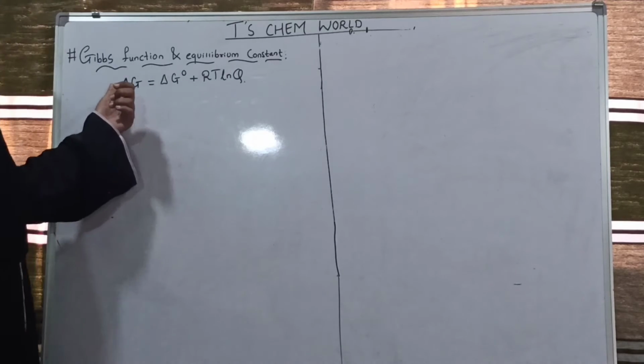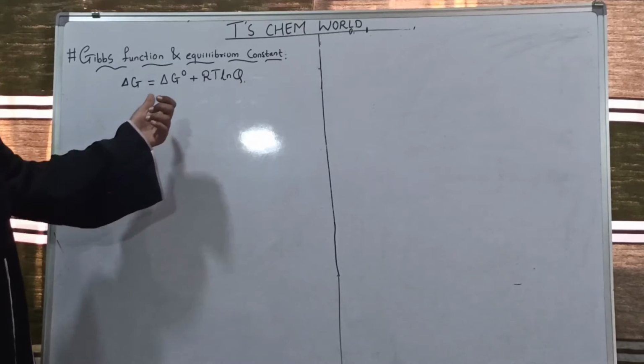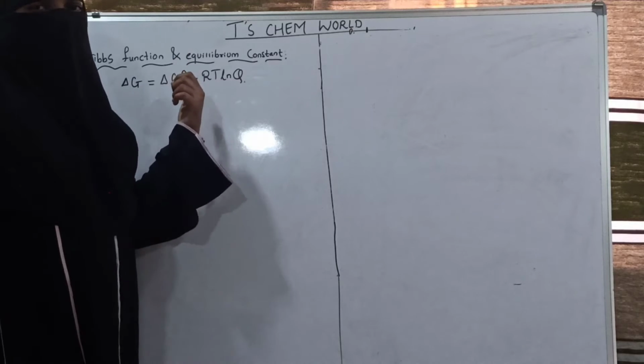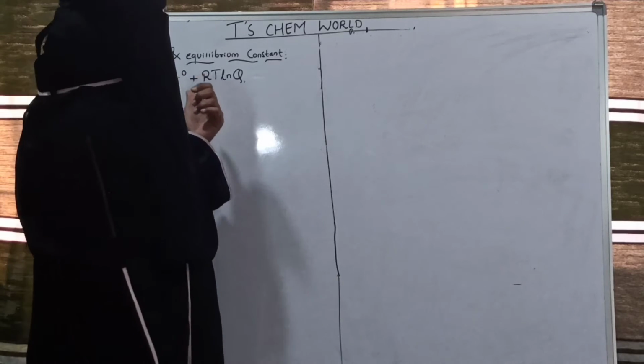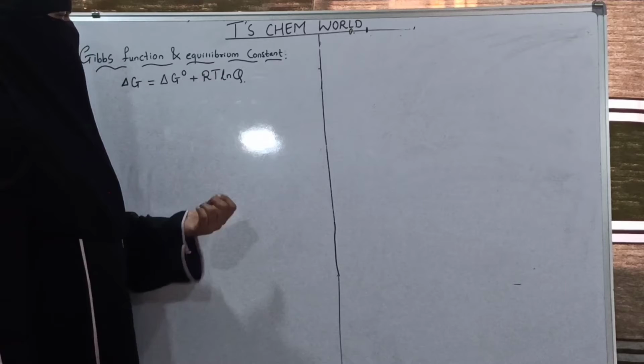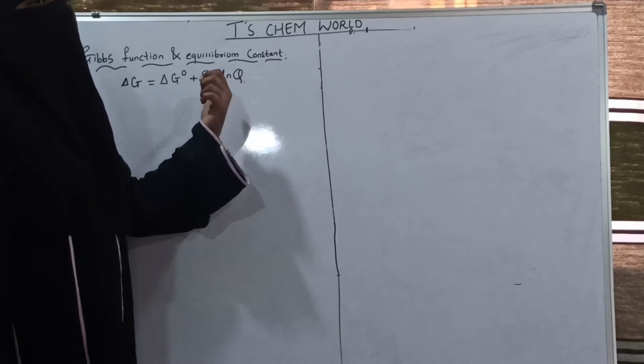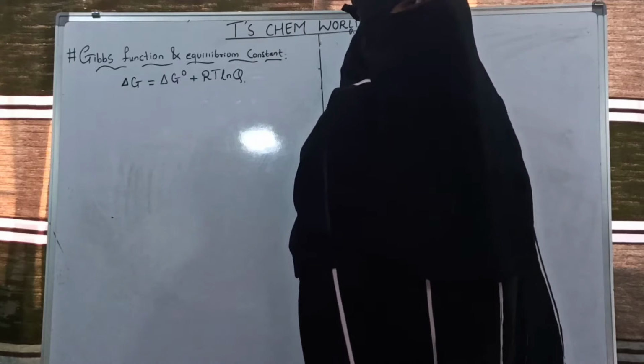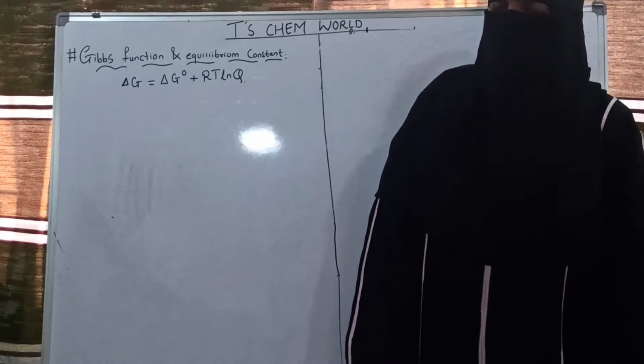Here delta G is nothing but the change in free energy. Delta G0 is the standard free energy change. R is the gas constant, T is the temperature, and Q is the quotient for the equilibrium constant and partial pressure.